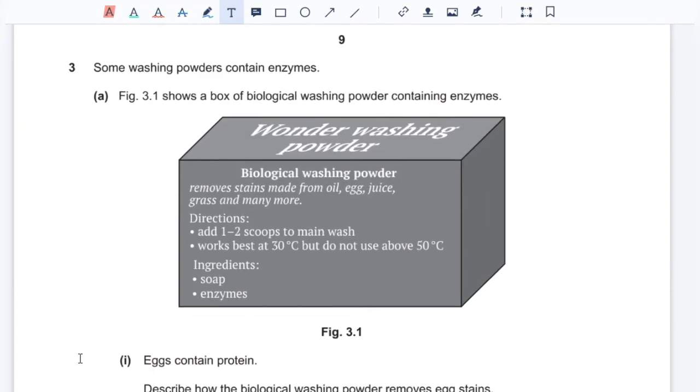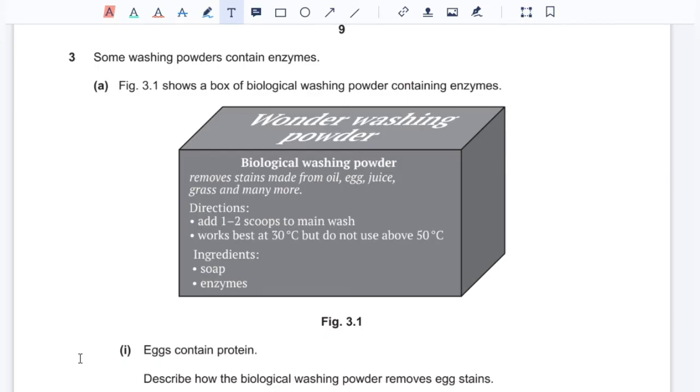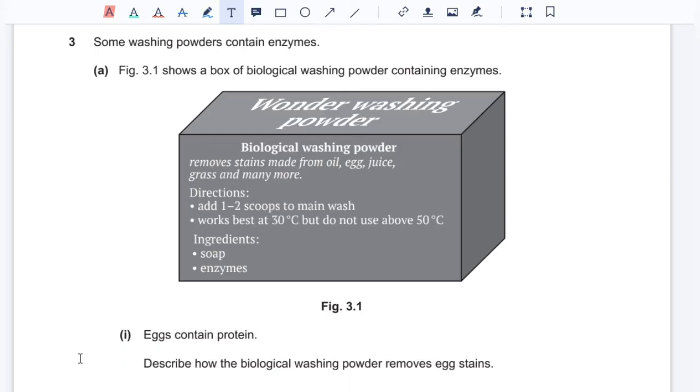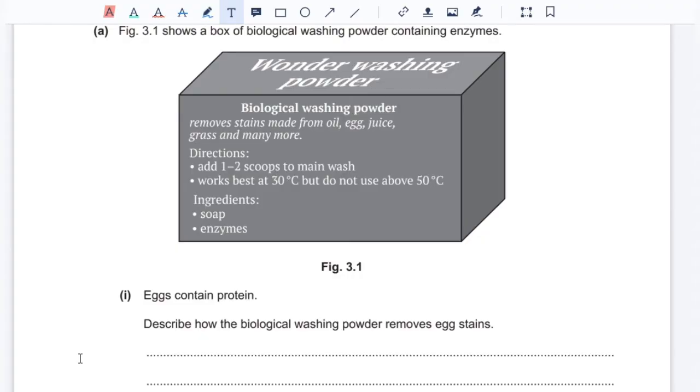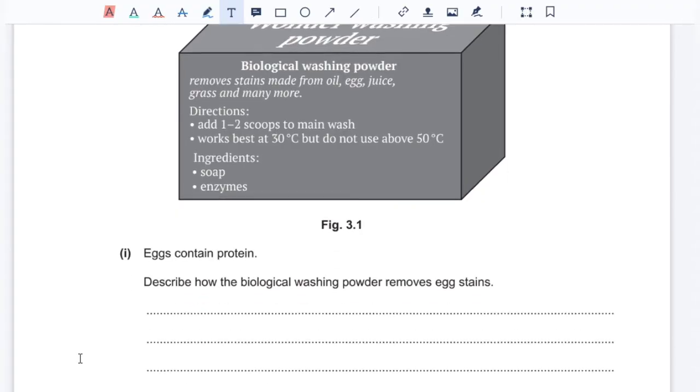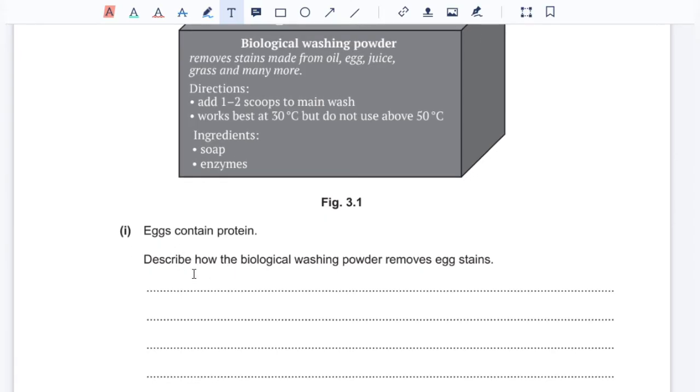Some washing powders contain enzymes. Figure 3.1 shows a box of biological washing powder containing enzymes. 1. Eggs contain protein. Describe how biological washing powder removes egg stains. So biological washing powder will have enzymes as mentioned here in the ingredients. These enzymes will include protease enzymes that carry out chemical digestion of proteins and convert them to amino acids. And as a result of this conversion, the protein from egg stains will be broken down.